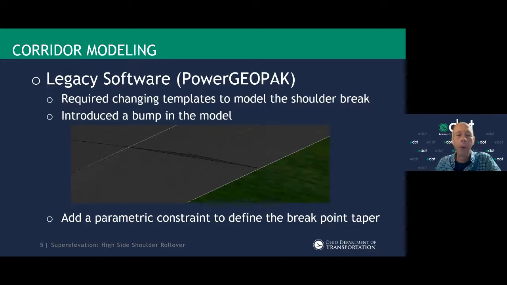I know there's some different ways other users have handled this back in PowerGEOPAK, but that was the way we had it set up. You would just change templates at the point where the break was going to be introduced, where you hit 6%, and then you would transition that out or transition the slope, one or the other.